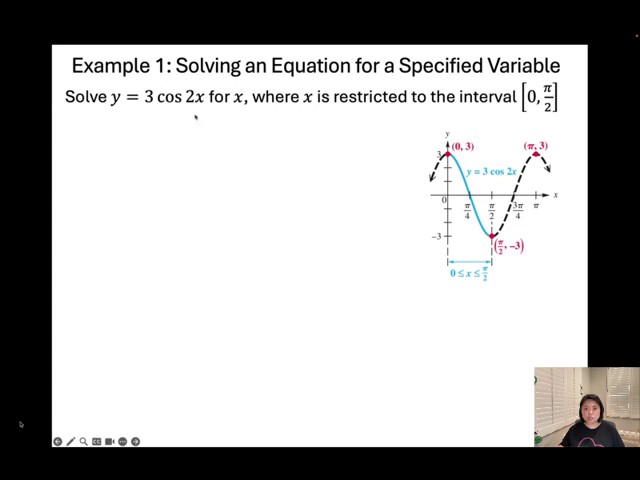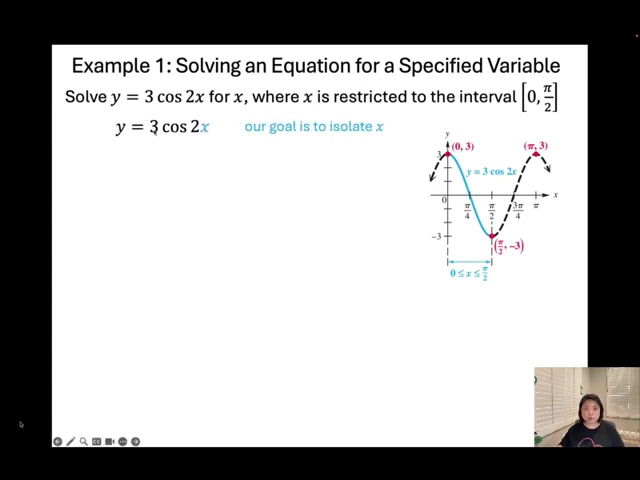You can see I sketched the graph for this equation. This is y equal to 3 cosine 2x, and x is restricted from 0 to pi over 2, so we only pay attention to the blue plot here. So what are we going to do?